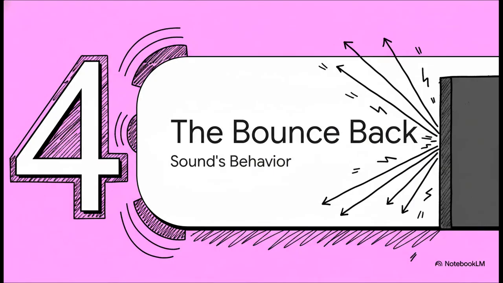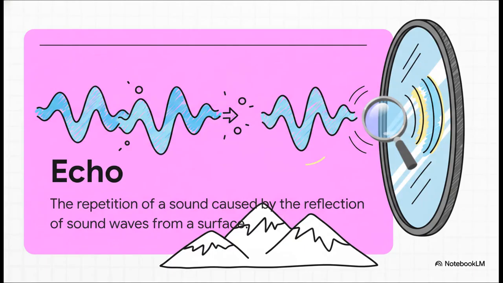Okay, next chapter. We know what sound is. We know how it gets from point A to point B. But what happens when it runs into something, like a wall? Well, it bounces, it reflects. Just like light bouncing off a mirror, sound waves bounce off surfaces. And when that bounce is clear enough that you hear it as a separate sound after the original, well, that's what we call an echo.